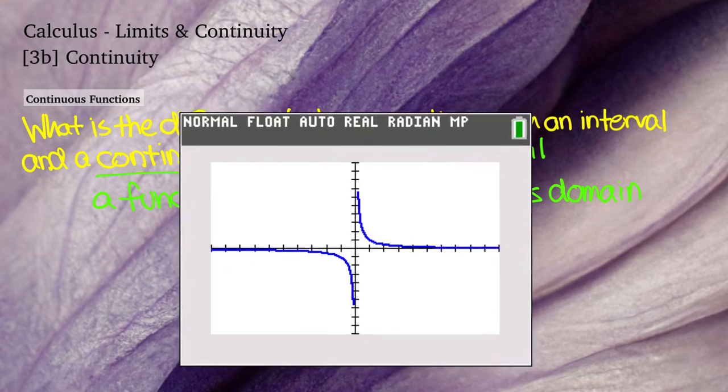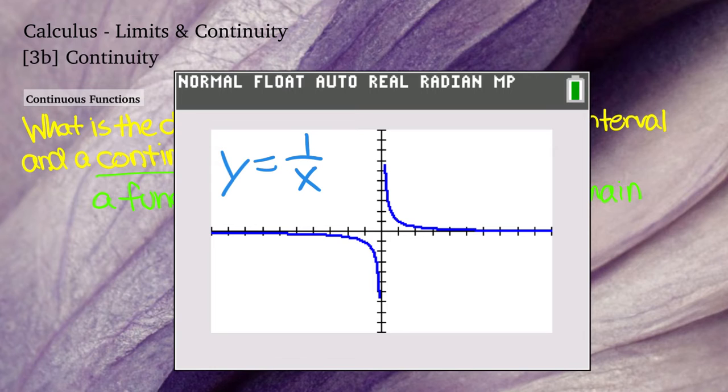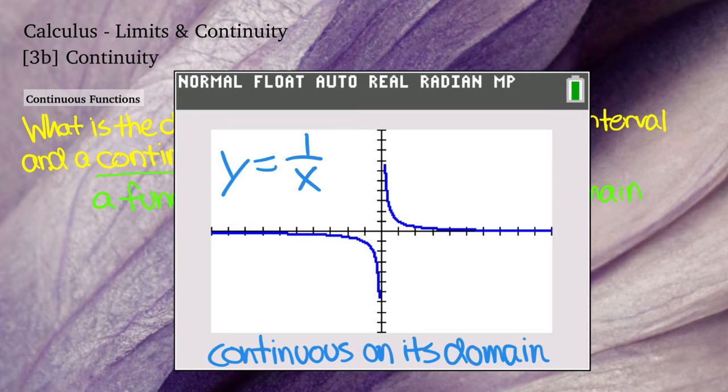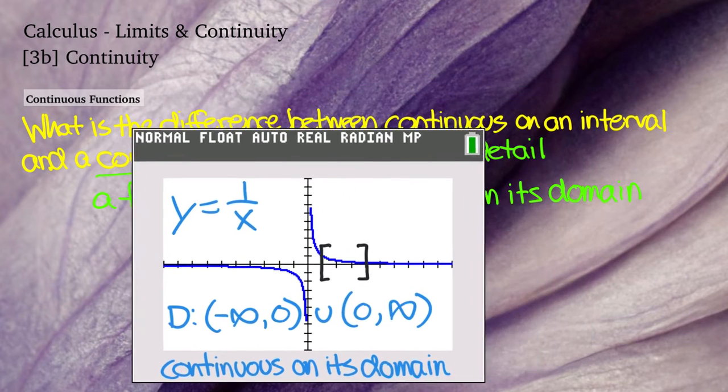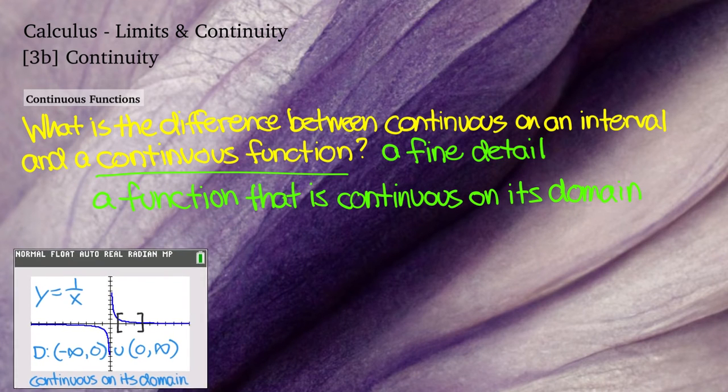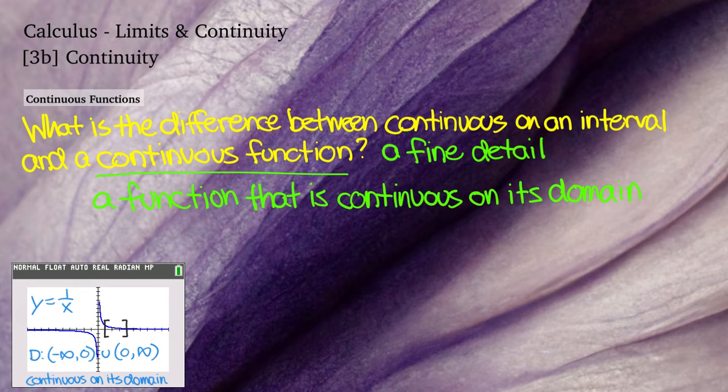The reciprocal function y equals 1 over x is also continuous on its domain. The domain excludes x equals 0. It's continuous from negative infinity to 0 and 0 to infinity, exclusive of 0. We could also say that 1 over x is continuous on the closed interval 1, 4. The nice thing about that is we mean exactly what we say. We'll use this idea of continuous on a closed interval when we look at the intermediate value theorem.